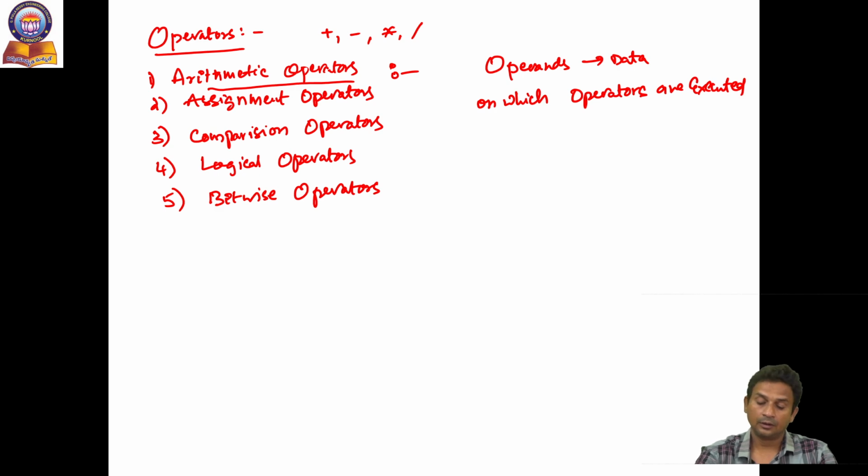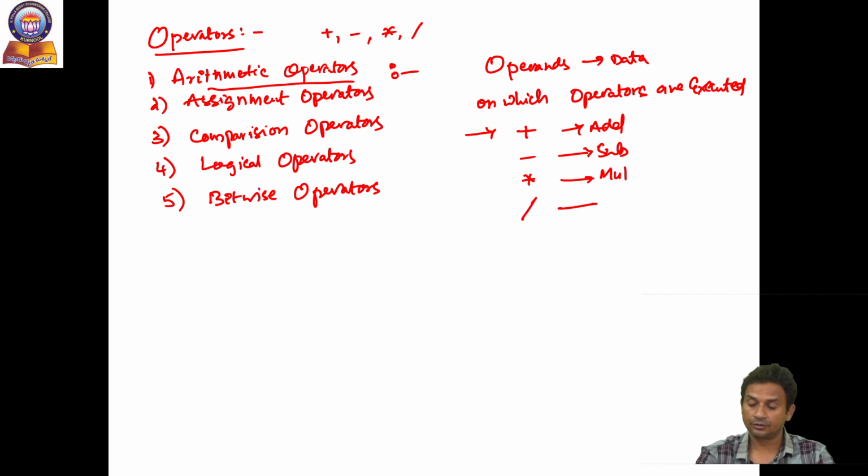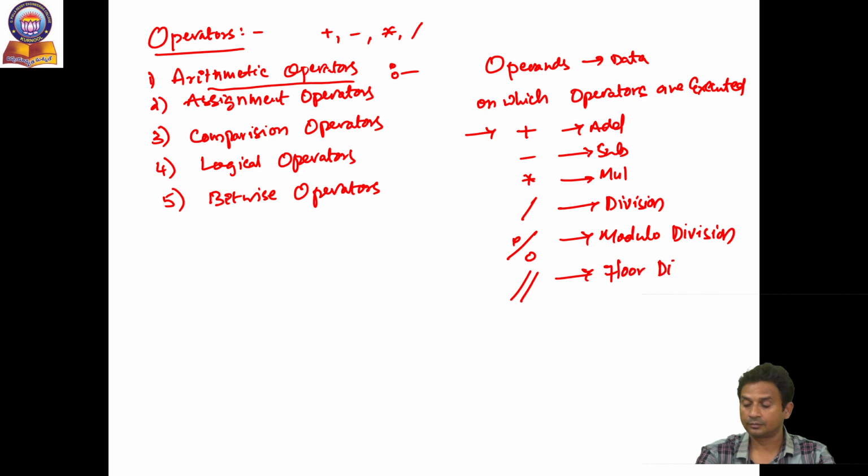The standard arithmetic operators available in the Python programming language are addition, subtraction, multiplication, division, and we have modulo division, floor division, and the exponential operator.